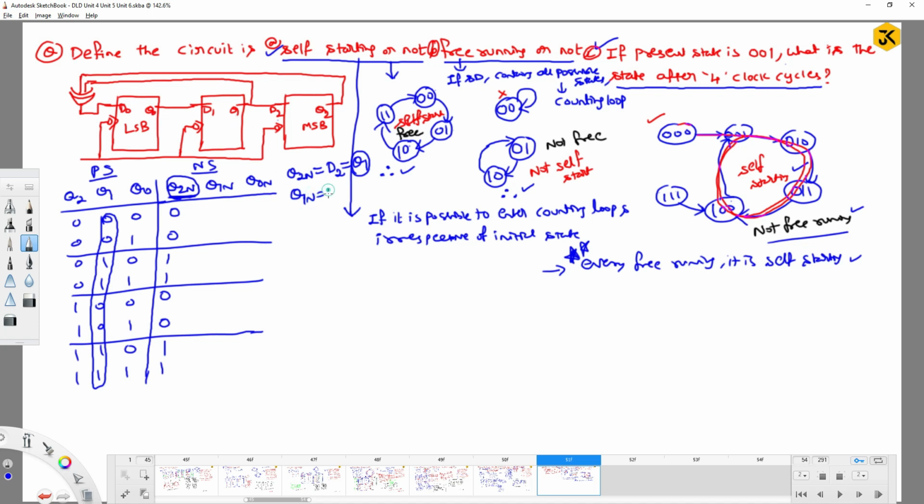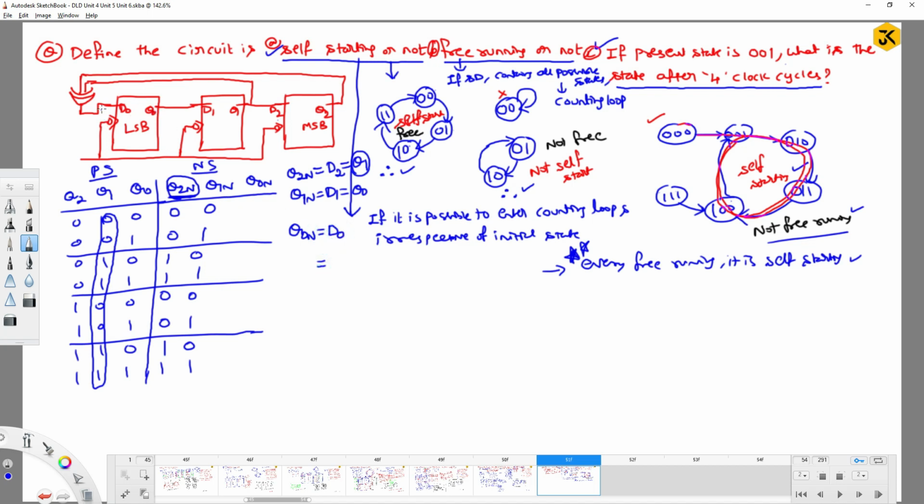Q1 is going to be D1, which is going to be Q0. So Q1n is going to be Q0, right? So 01, 01, 01 and 01. What about Q0n? Q0n is going to be D0.